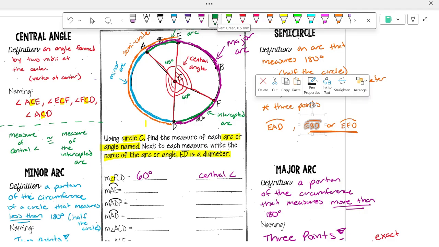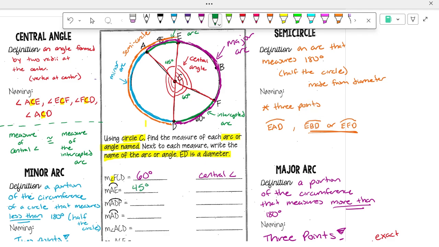Intercepted. It's the intercepted arc that we found, and it's already labeled as 45 degrees. Now, we know it's the intercepted arc of that central angle, but what's its other name? What type of arc is it? It's a minor arc. Why? It's less than 180 degrees.